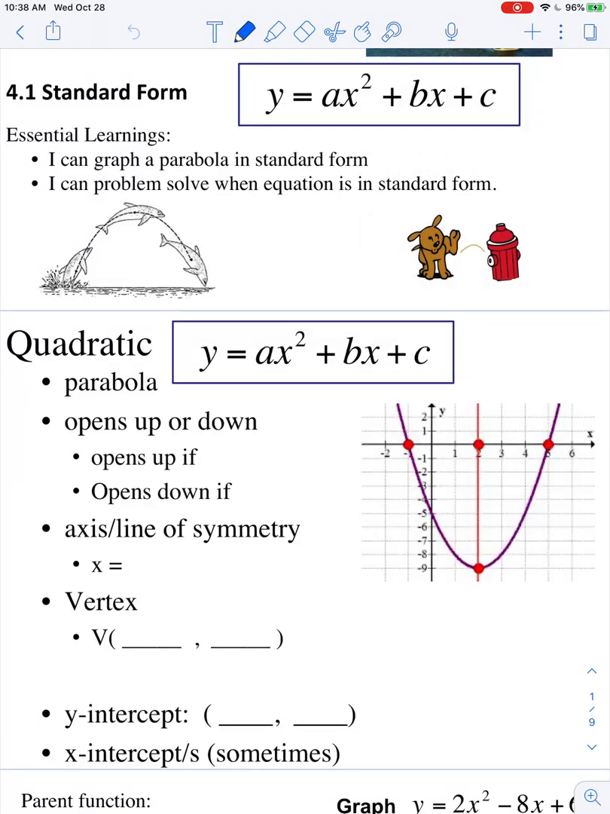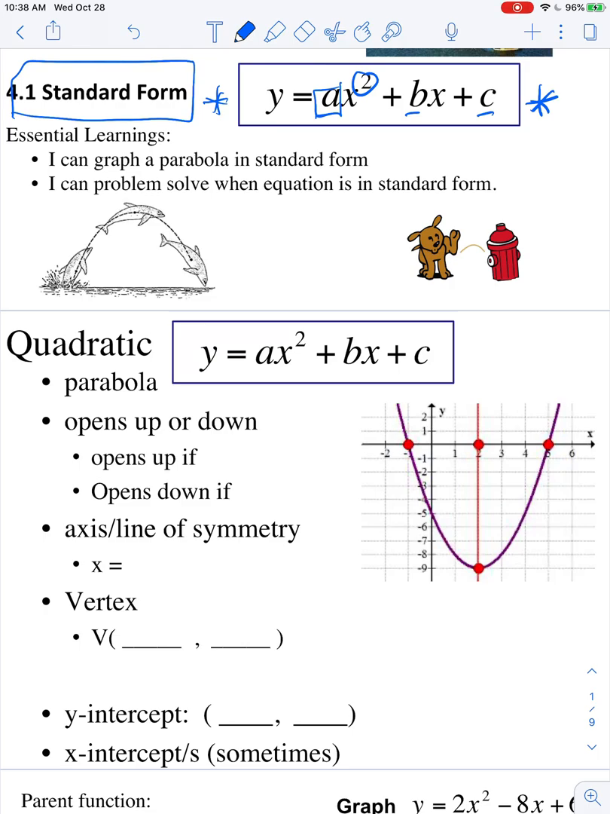Welcome back, folks. We are taking a look at 4-1 standard form of a quadratic equation, which is this guy. Quadratic indicates that the highest power of x is 2, and this is considered standard form, where a is the coefficient of the x squared term. The a is going to be a key feature as we move forward. b is the coefficient of the x, and c is the constant.